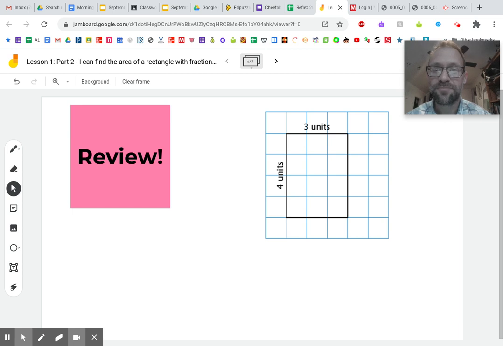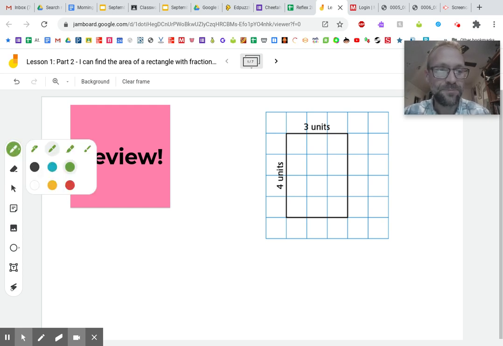Here is a problem. We have a rectangle with two side lengths and is drawn on a grid. So what are two ways we could find the area of this rectangle? Well, if you think back to yesterday, you might remember that one way is to simply count the squares inside the rectangle. That'll give us the area.